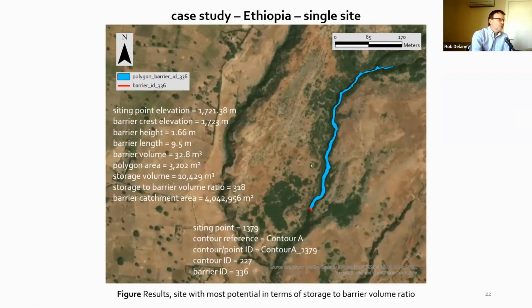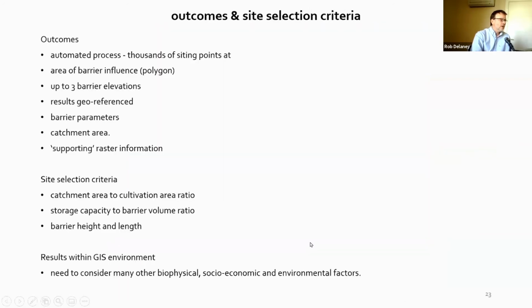And there's the results for the best site with this particular parameter. The different parameters that the tool is giving: barrier length, the storage volume, the polygon of the flooded land behind the barrier, and some of the ID points that the tool uses to work through the loop. And you can also see here, again, with the benefits of GIS, the potential for a natural spillway into this adjacent channel.